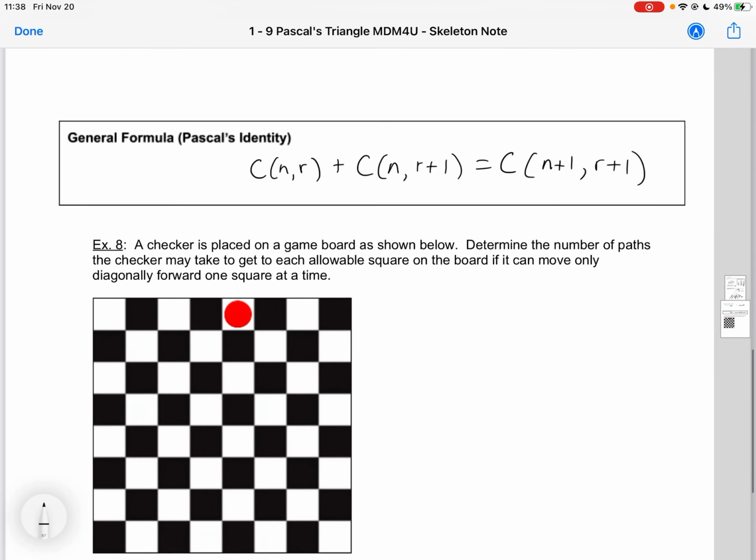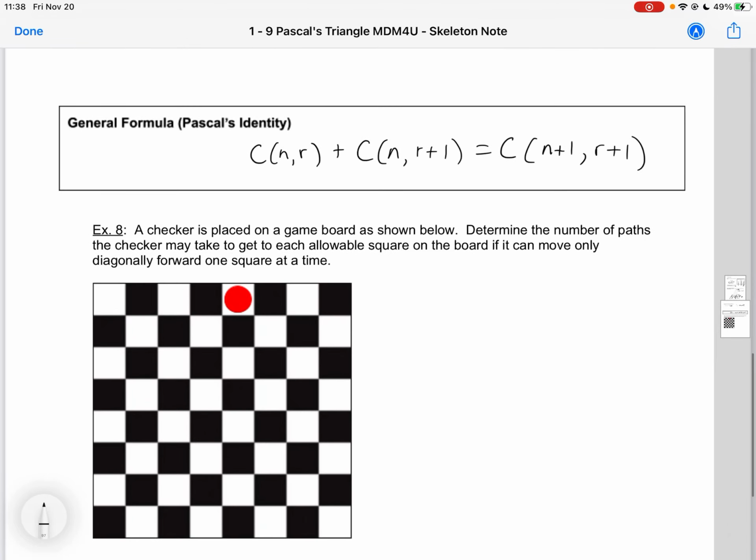The last example that we're going to do here is on a checkerboard, which works like Pascal's triangle. So we want to determine the number of paths that a checker might take to get to each allowable square on the board if it can only move diagonally forward one square at a time. So I can move to this square here in one way, or this square here in one way. From those squares, I could also move here in one way, or I could move here in 2 ways. So I could move from this square or from the square. And here I can move in one way.